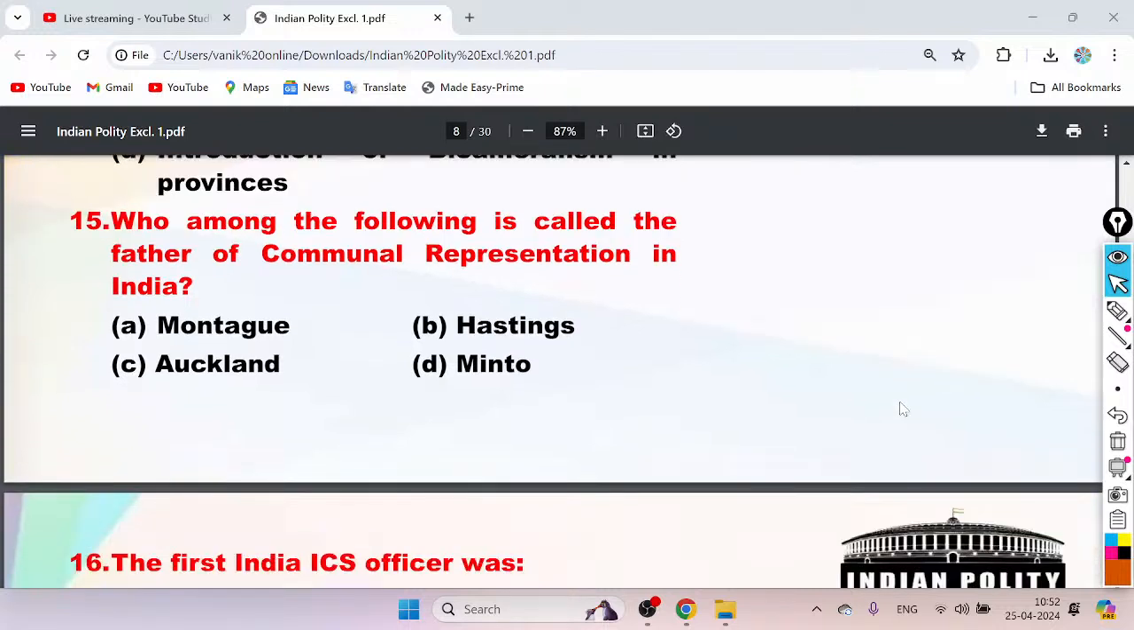Question number 15. Who among the following is called father of communal representation in India? Obviously, Lord Minto, for his infamous contribution towards introduction of separate electoral system. I told you about a similar deputation led by Aga Khan to Simla, and the demand of the deputation was communal representation. So Lord Minto was called the father of communal representation.